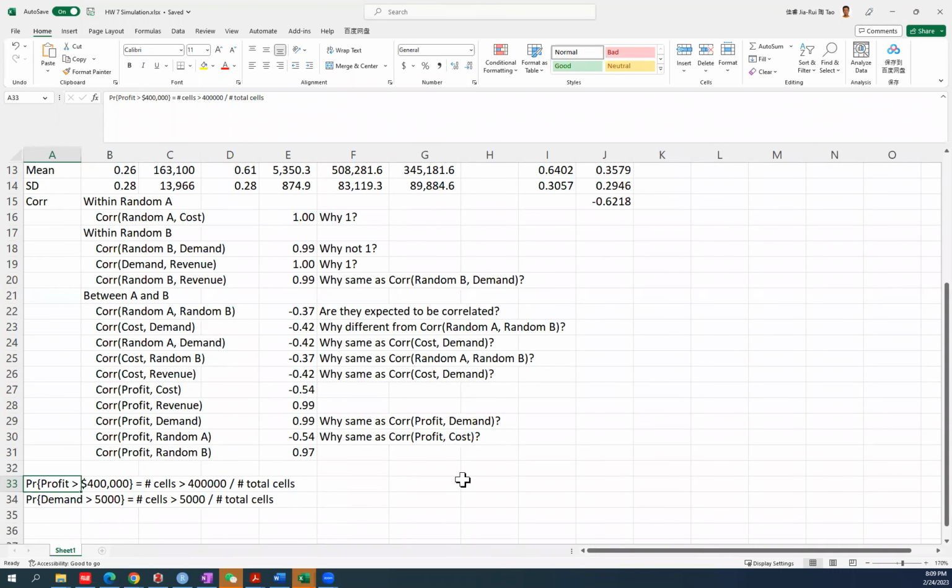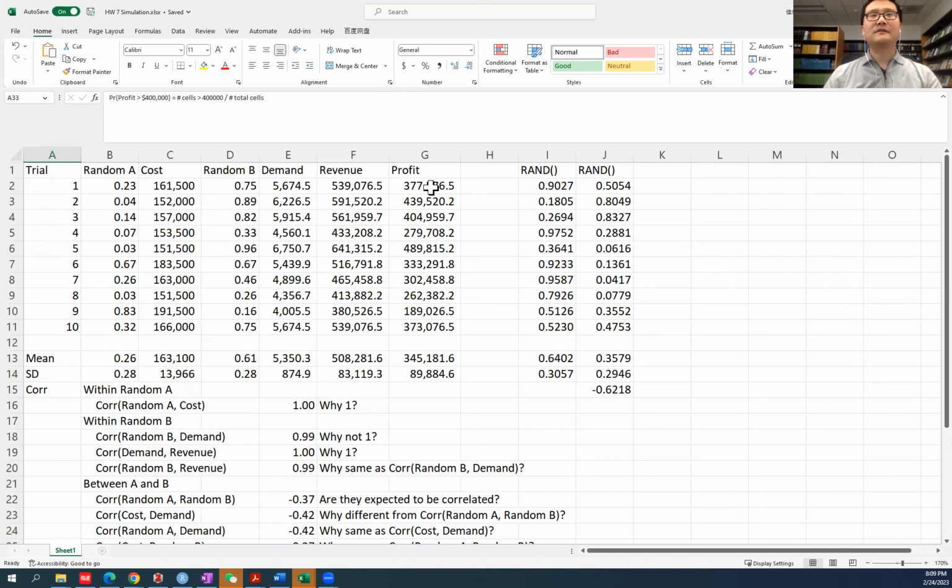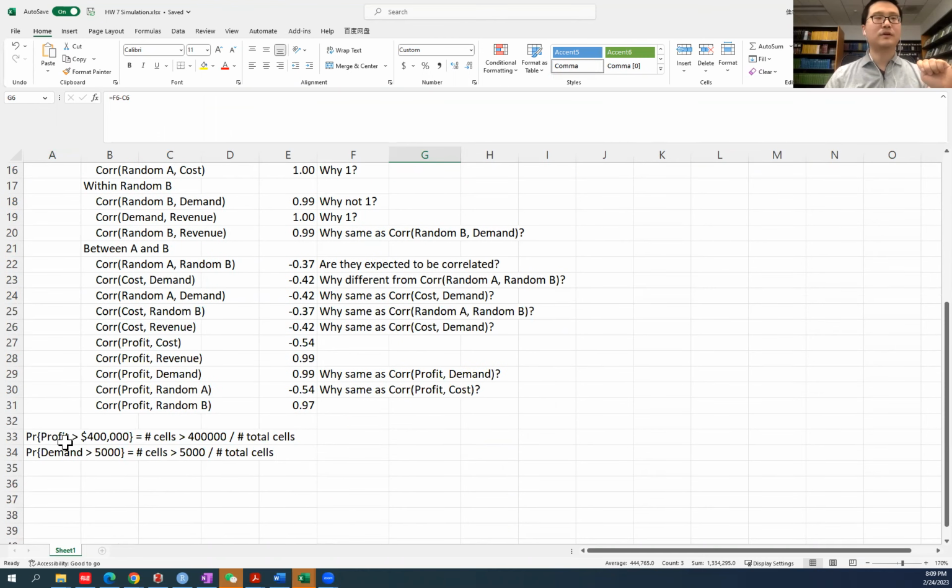400,000, this question would be answered simply by counting the number of cells of the simulated profit to see which ones are greater than 400,000. I calculated 4 of them to be larger than 400,000. So I would say out of 10 trials, 4 were larger than that. So I expect this probability to be 0.4 or 40%.